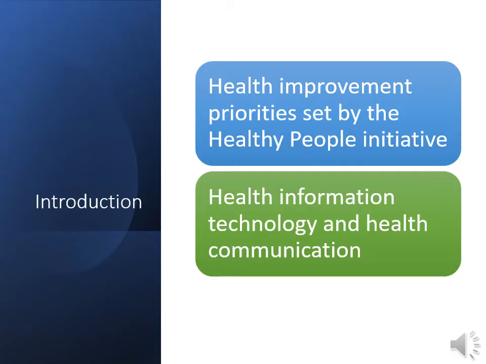Healthy People Initiative has set nationwide health improvement priorities with the vision of supporting a society in which all people live long, healthy lives. Health information technology and health communication are recognized as integral parts of the implementation and success of Healthy People 2030. Efforts to achieve the Healthy People 2030 vision include building and integrating the public health IT infrastructure in conjunction with the nationwide health information network.